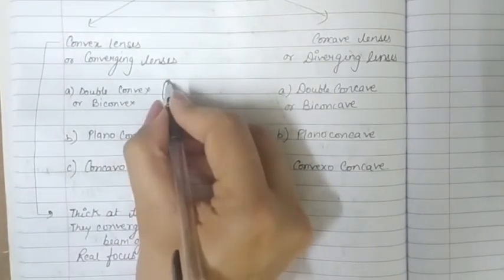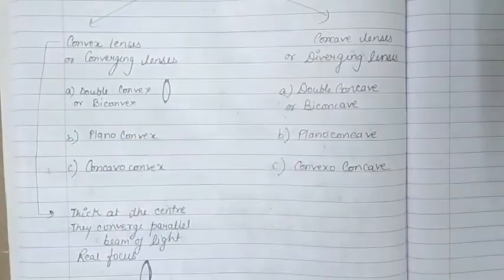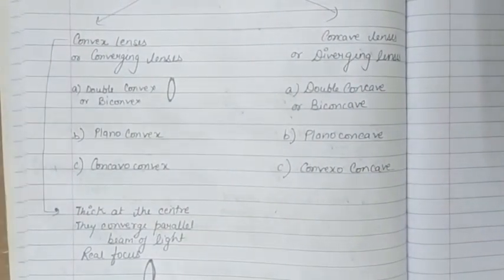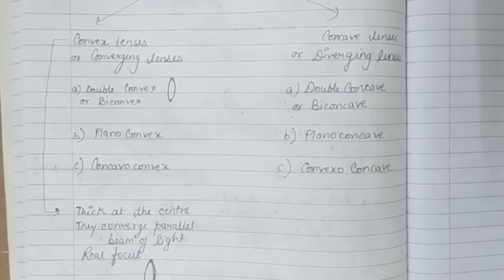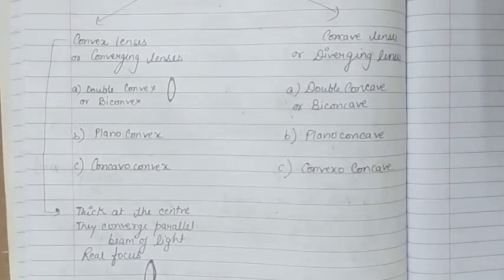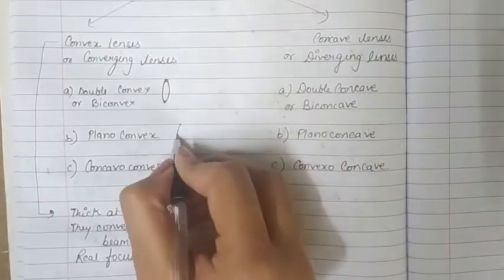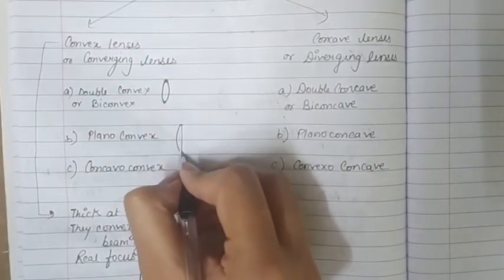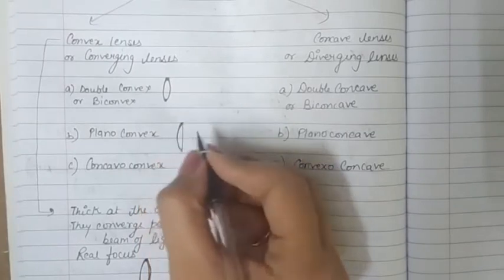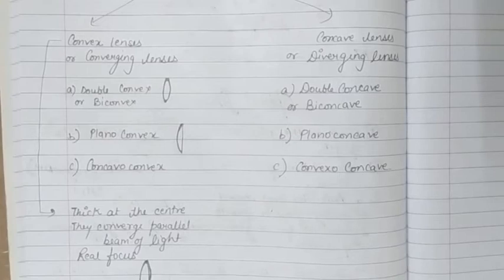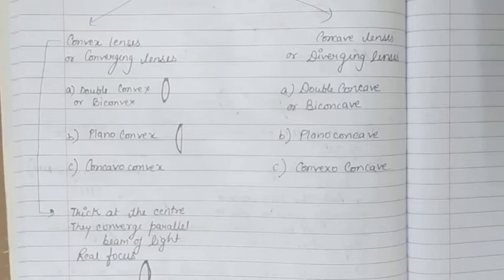Means this lens that I have drawn is a convex lens which comes under the category of biconvex lens, right? If there is a plano-convex lens, then one surface will be curved while the other is plane. For a plano-convex lens it will be like this. One is the curved surface, and the other one is the plane side. Similarly, for a concavo-convex lens, one side is convex while the other side is concave, right?